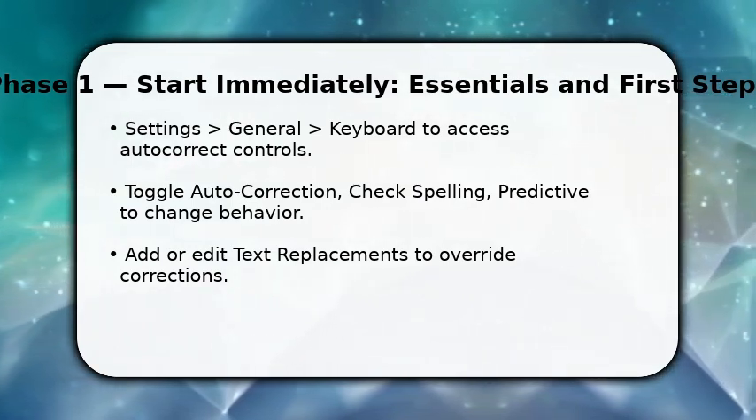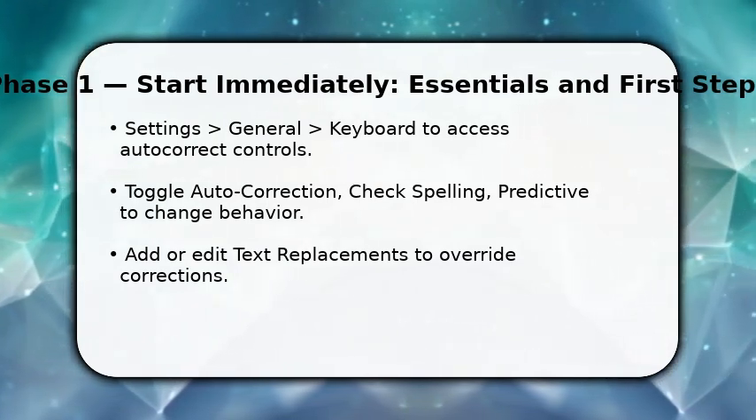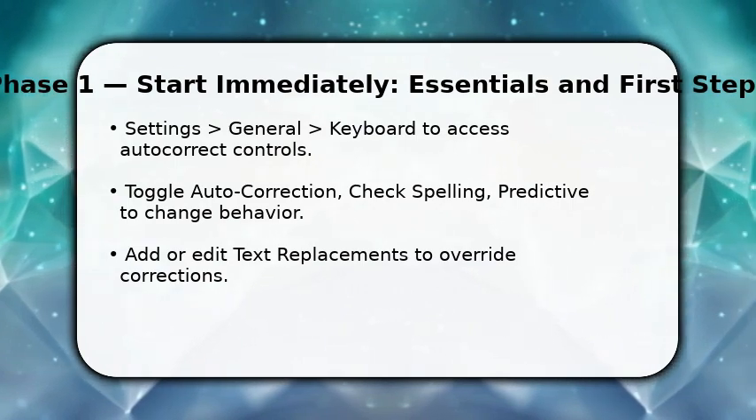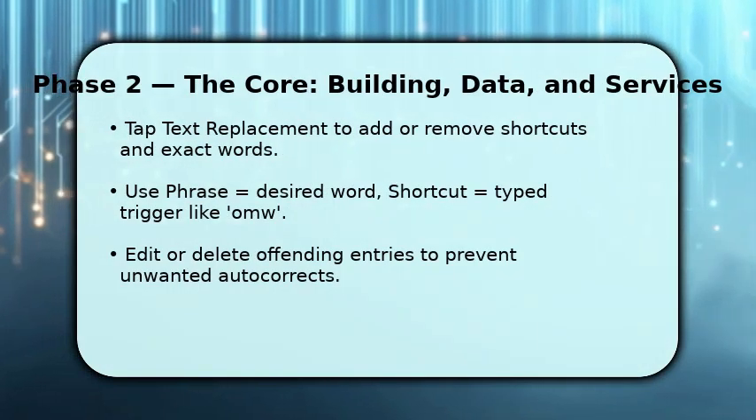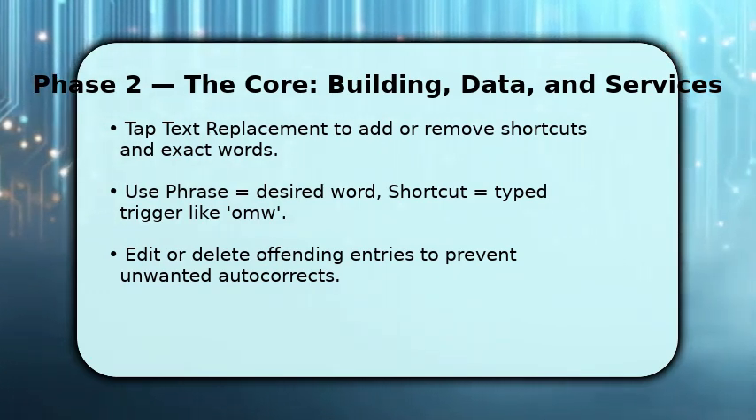You're setting the baseline behavior now, so small switches here determine whether the phone corrects for you or waits for your input. Next, you'll refine what actually gets corrected by using text replacements. This is where control lives.